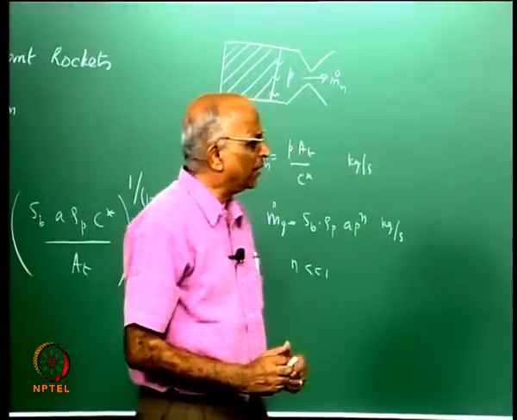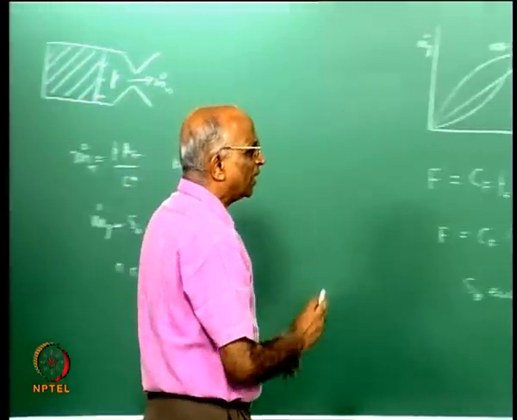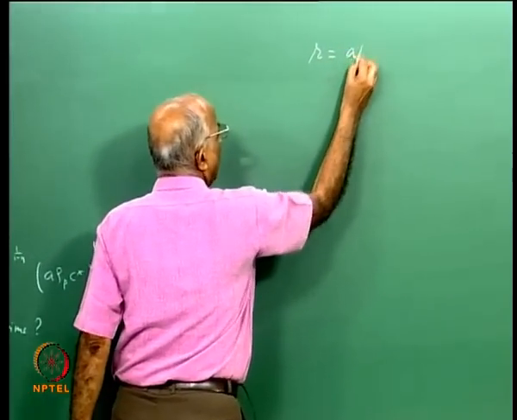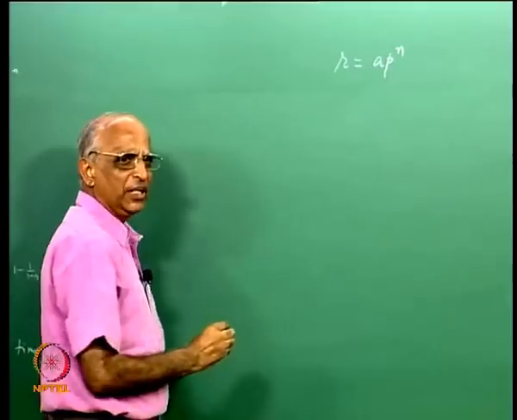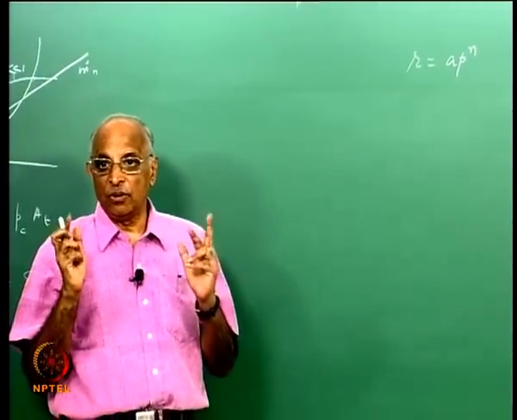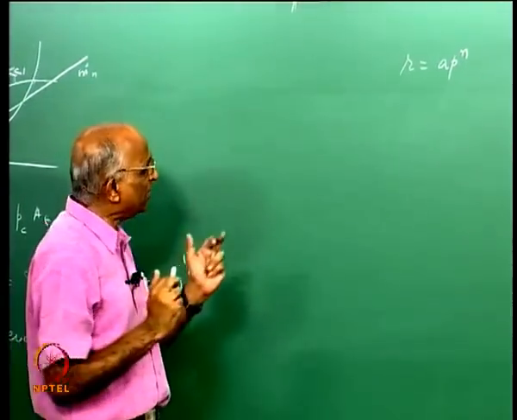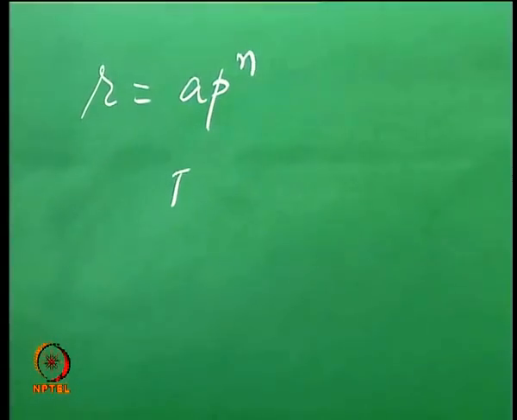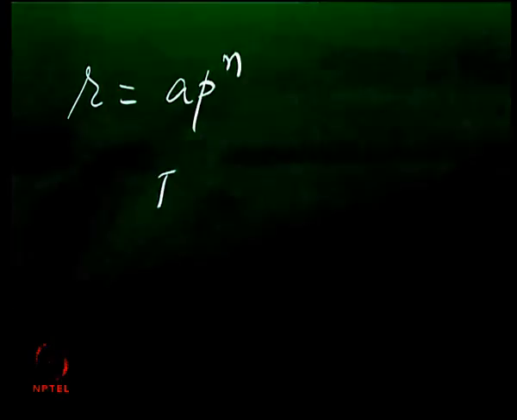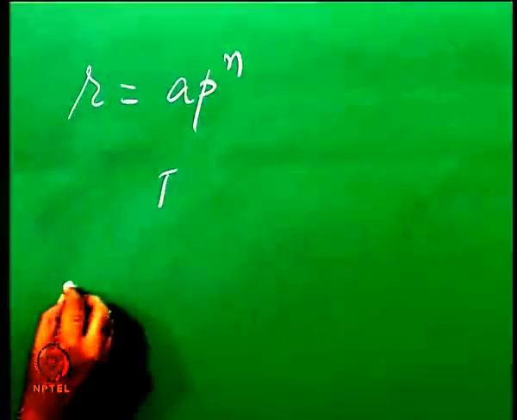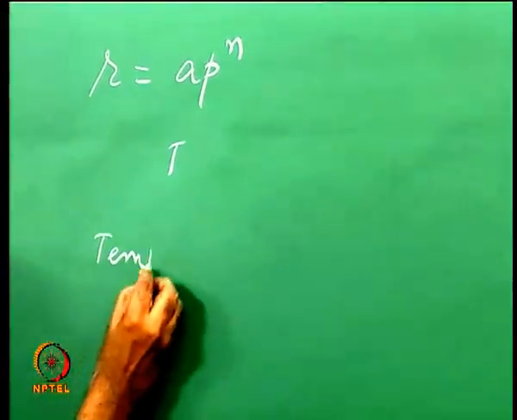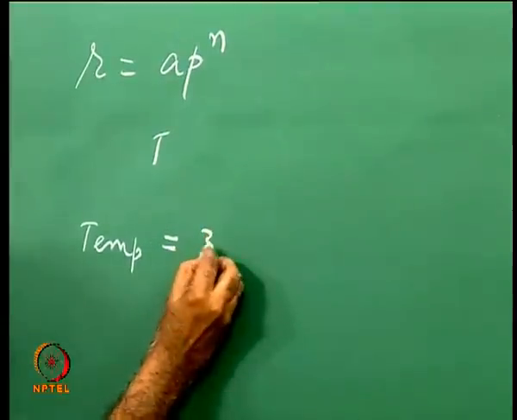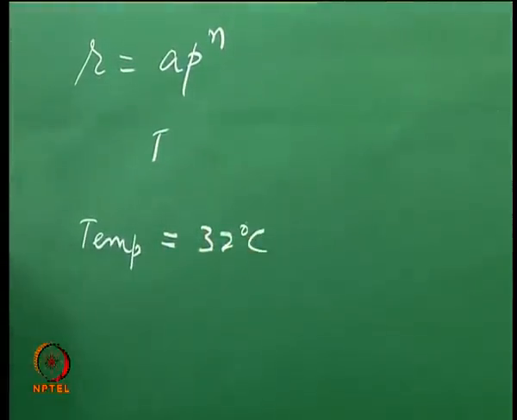But before I do that, so far all we have done is, we took the burning rate law r is equal to a p to the power n. We considered explicitly the effect of pressure alone. But we said a includes the effect of temperature, initial temperature of the propellant. Let's take an example. See, we can consider a temperature of the propellant to be ambient, that is a rocket motor is tested today, the temperature is quite hot today, maybe 32 degrees centigrade.